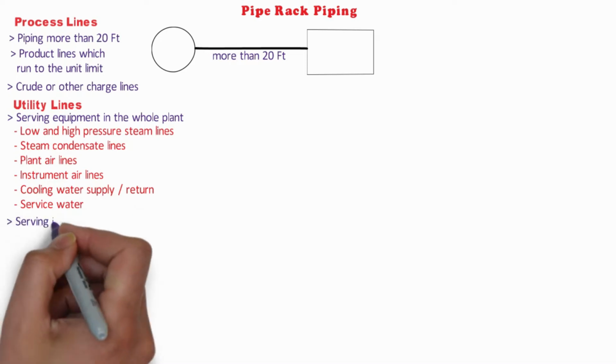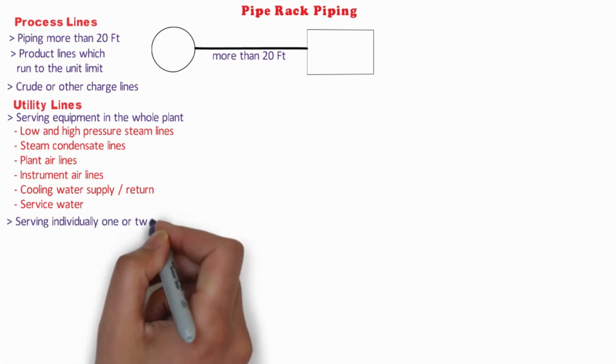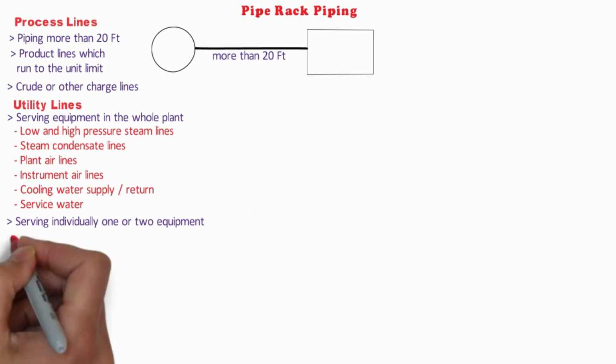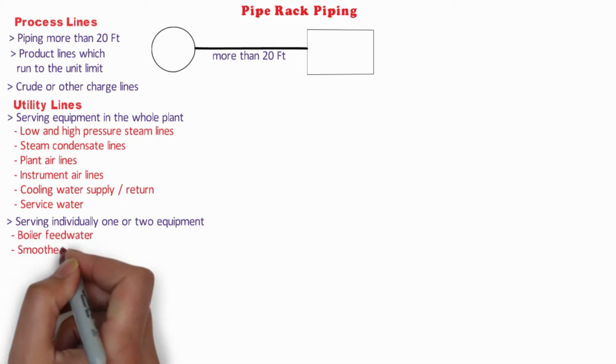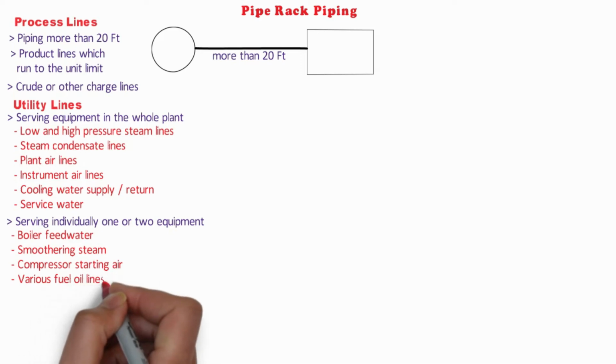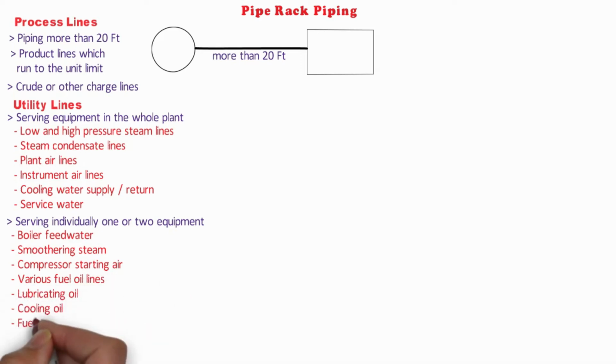The second group is utility lines serving individually one or two equipment items or a group of similar equipment like furnace and compressor in the plant. Such lines are boiler feed water, smothering steam, compressor starting air, various fuel oil, lubricating oil, cooling oil, fuel gas, inert gas and chemical treating lines.